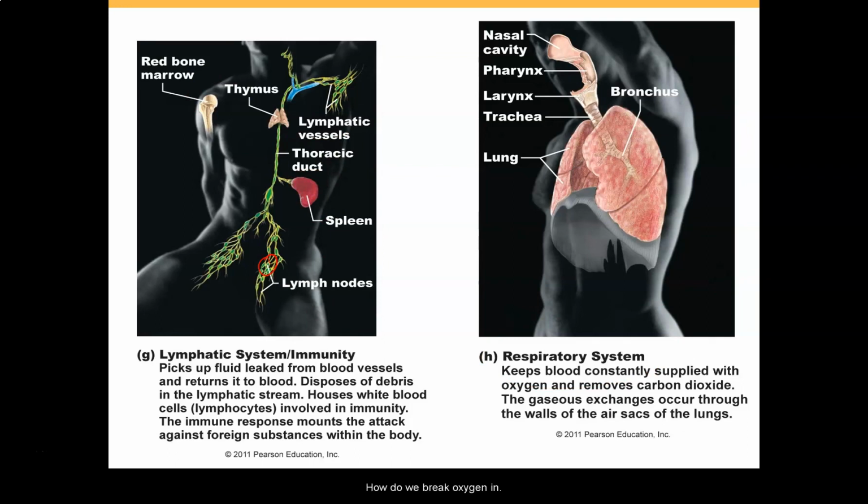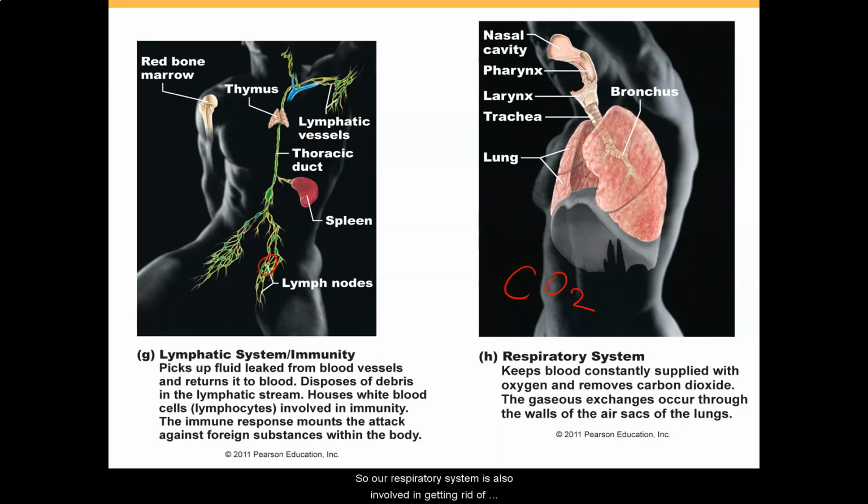How do we bring oxygen in? That's right, when we take a breath, when we inhale. That oxygen, as we will learn next semester in physiology, is used to make energy. The energy currency of our body is ATP. The problem is, as we make ATP using oxygen, we produce a toxic gas known as CO2, carbon dioxide.